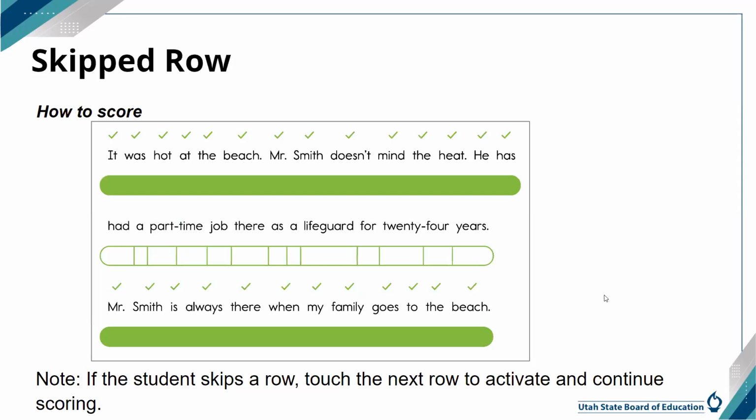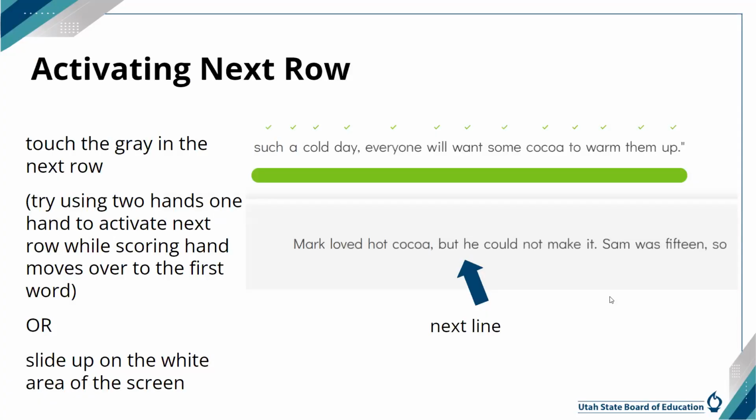If a student skips a row, you will touch the next row to activate it and continue scoring. You do have to activate the next line of text, just like within nonsense word fluency. So the skill of activating that next row in nonsense word fluency carries over into oral reading fluency for activating that next row.